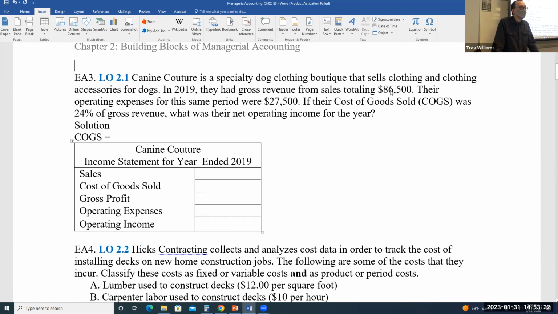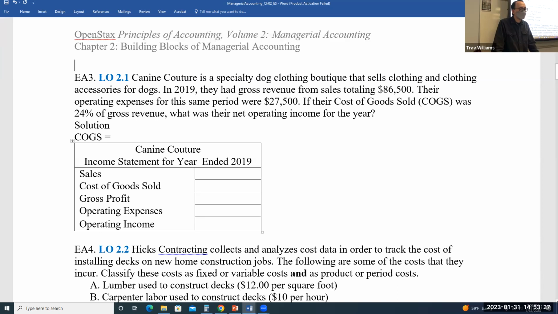So let's see, this dog boutique sells clothing and accessories for dogs, gross revenue of $86,500. Where do we put that? Sales, okay. Sometimes it'll say sales revenue. Sometimes it'll say service revenue, fee revenue, but we know all of that is just some type of revenue, right? Okay, and let's see, it says their operating expenses were $27,500. That goes under operating expenses.